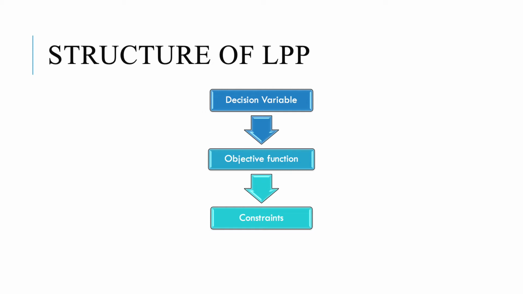Hello everyone. So today we are going to study about formulation of linear programming problem. Before that we are going to see what is the structure of LPP. In structure of LPP we are having decision variable, objective function, constraints. Okay, by using them we will formulate our LPP. To see that we will see one example today.